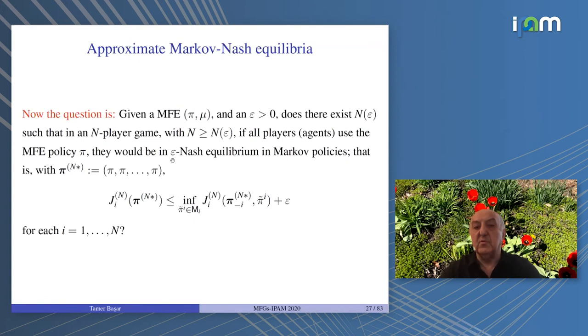Now the question is, as I posed, given a mean field equilibrium and an epsilon positive, does there exist an n which depends on epsilon, such that for the n player game with n larger than or equal to n epsilon, if all players use the mean field equilibrium policy, they would be in epsilon-Nash equilibrium? That is this. All players are using this pi, which is the mean field equilibrium. In this case, this is an n player game. And the result is, yes, this is indeed the case.